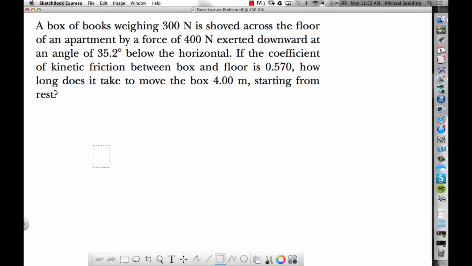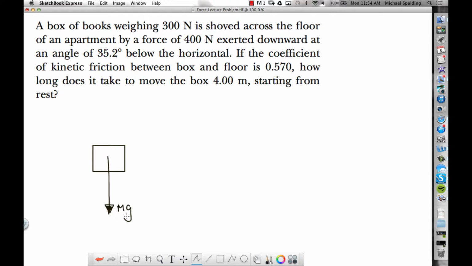Diagram looks like this. You always start with the free body diagram. So the forces acting on this object, this box of books. Does the box of books have a weight? Yes. And weight is always directed straight down. Now sometimes you're going to see this force labeled W for weight. Other times you're going to see this force labeled as F sub G, which is force of gravity. Weight and force of gravity are the same thing. But most commonly you're going to see this labeled mg because that's the equation for weight or force of gravity.